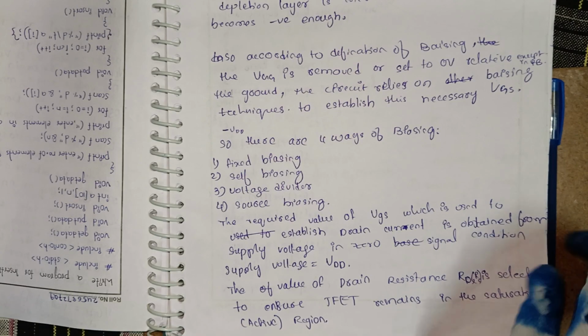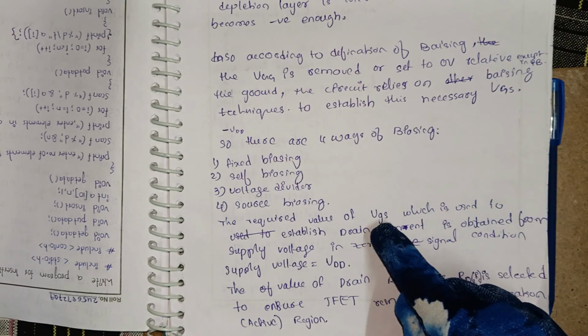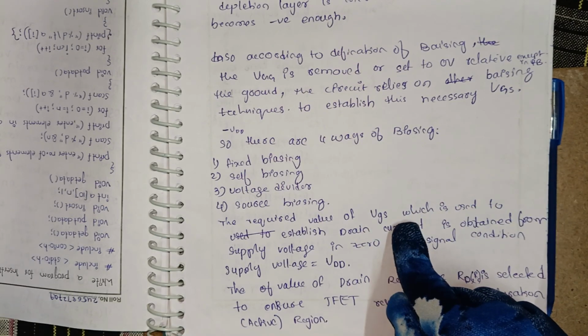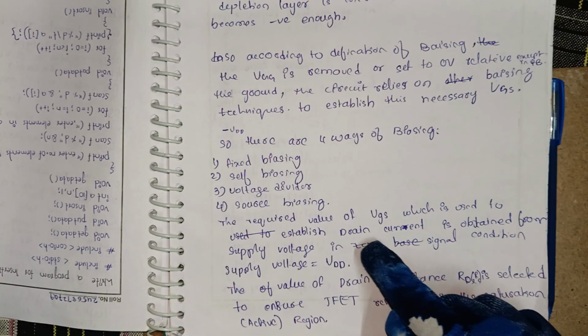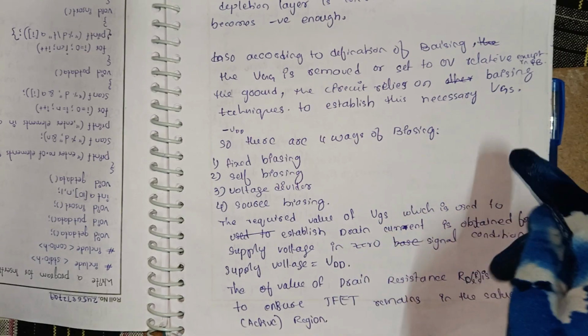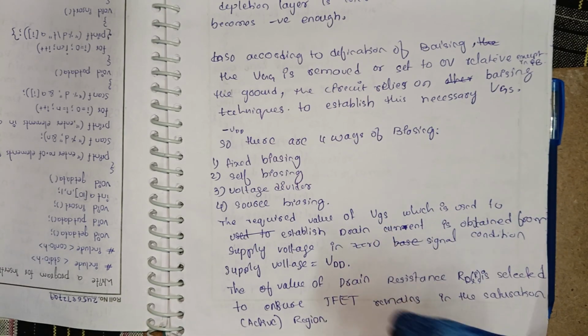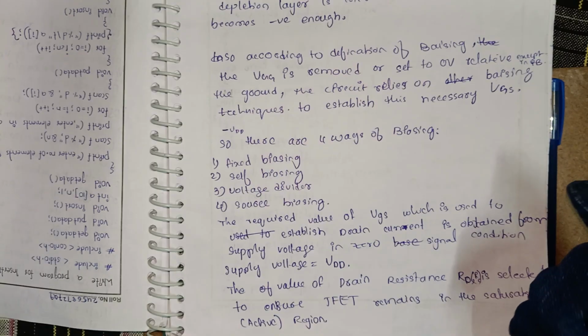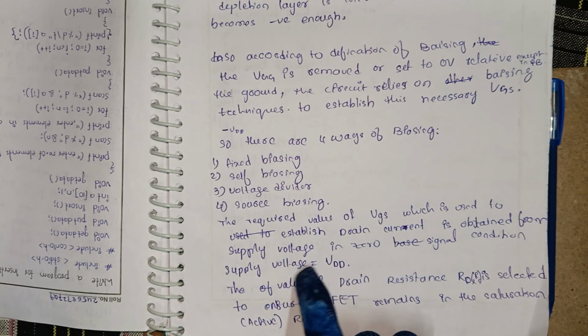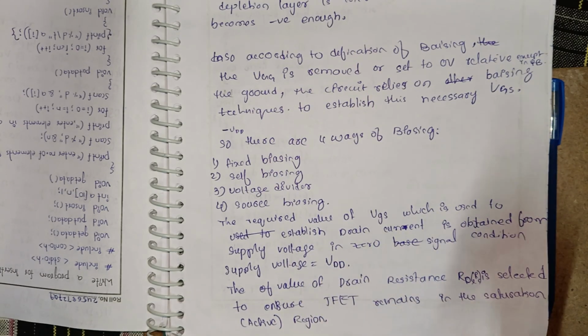So the required value: we need to find the value of VGS, which is used to establish the drain current, and which is obtained from the supply voltage. Here the supply voltage is VDD. I have shown this in the diagram earlier.